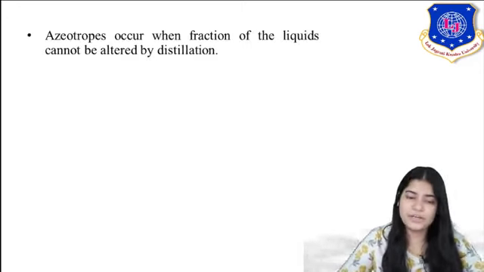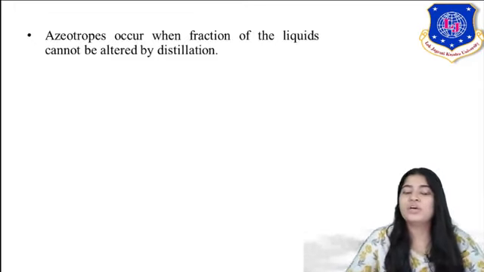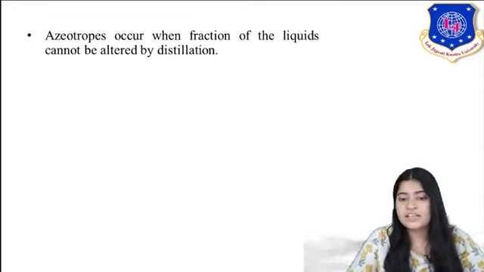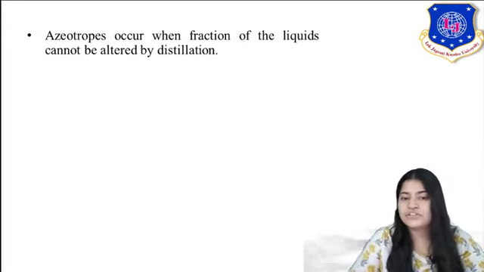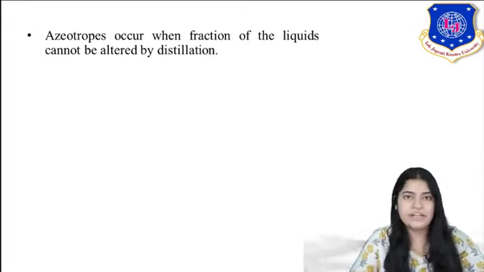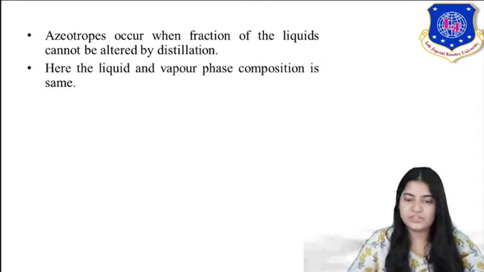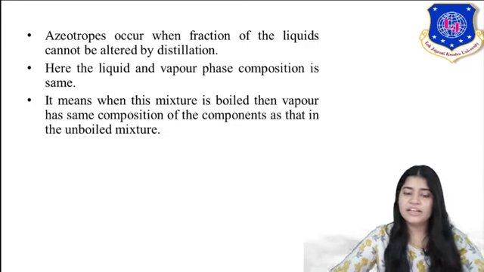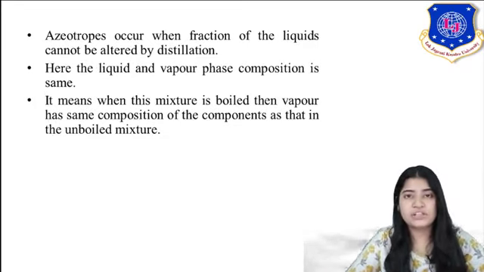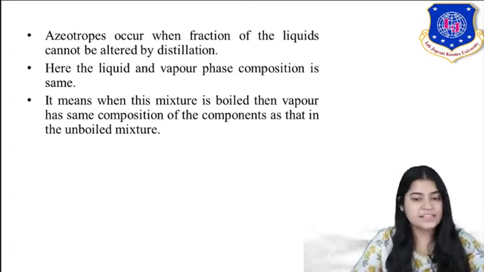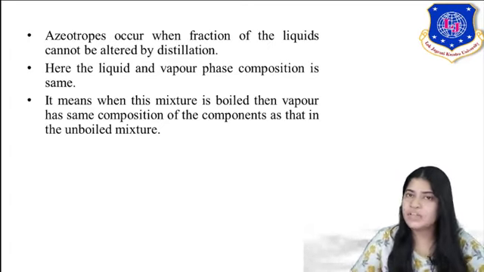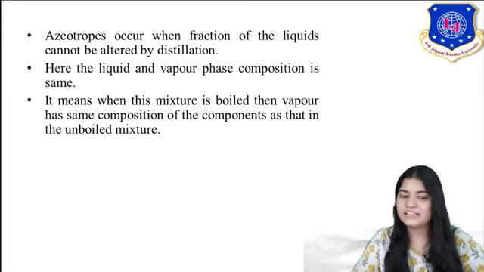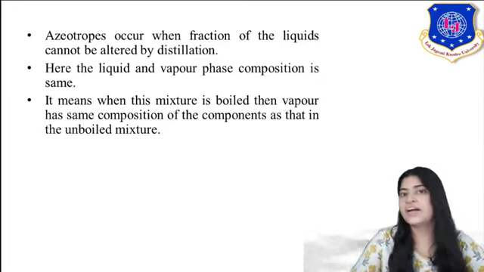Now some of the properties of azeotropes. An azeotrope occurs when the fraction of liquids cannot be altered by distillation. Using distillation you cannot separate these mixtures, because here the liquid and vapor phase compositions are the same. We will study that. It means when this mixture is boiled, the vapor has the same composition of the components as the unboiled mixture. Try to understand it.